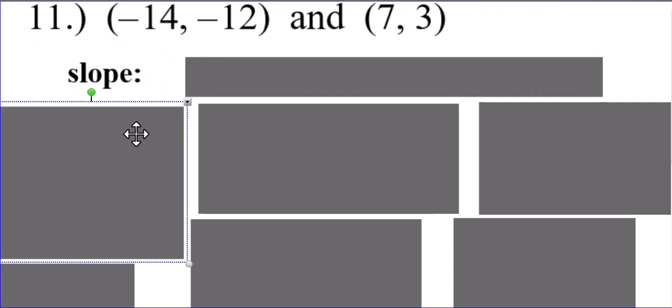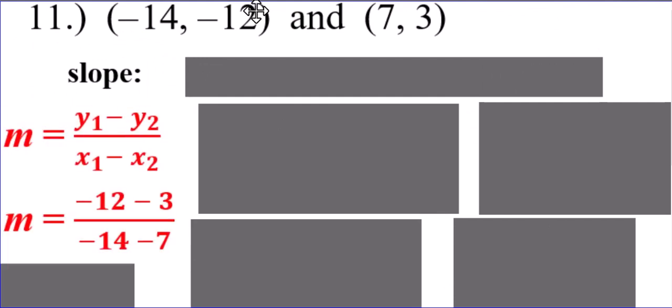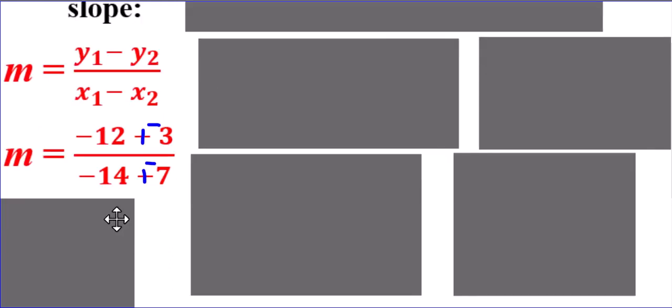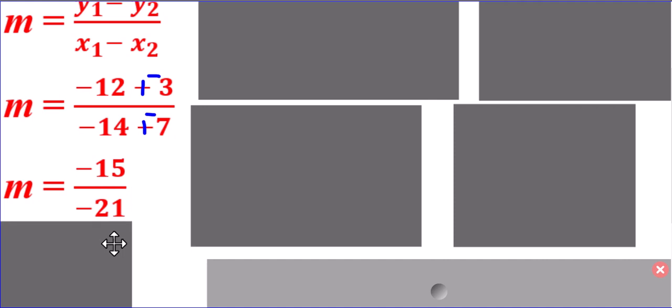The formula. Substitute the numbers in. We do have negative numbers here with the subtraction problem, so I'm going to add the opposite here. I'm going to add the opposite here. Negative 12 plus negative 3 is negative 15. Negative 14 plus negative 7 is negative 21.